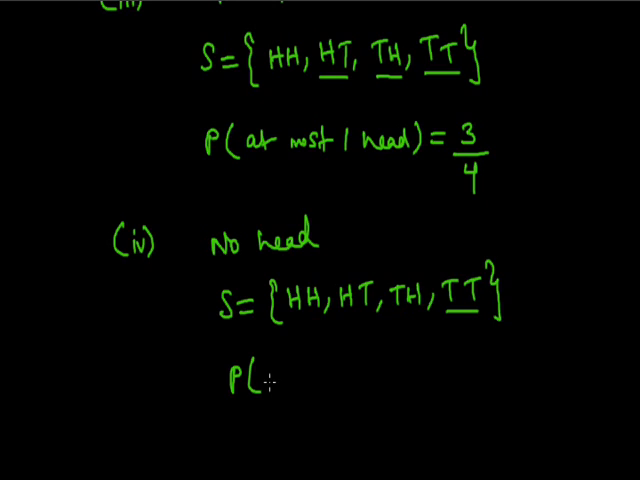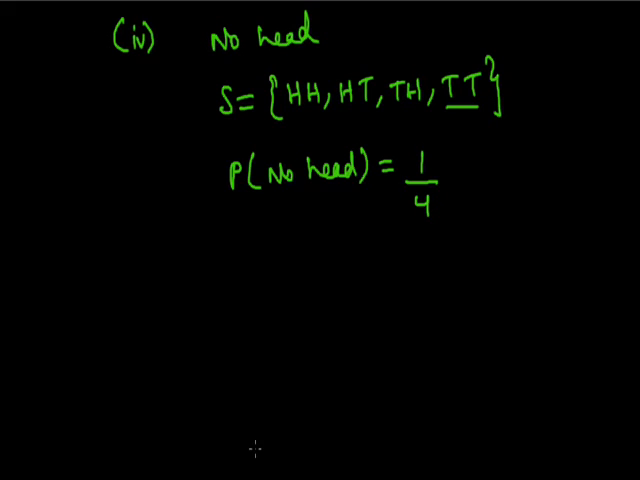So the probability of getting no head will be equal to the total number of favorable outcomes. Now, out of these four possible outcomes, there is only one favorable outcome, because in only one case we are getting no heads. So one is the favorable outcome, the total number of favorable outcomes, divided by the total number of possible outcomes, which is equal to 4. So the probability of getting no head will be equal to 1 by 4. So in this way we have to analyze the question properly, and then we will be able to solve the question.